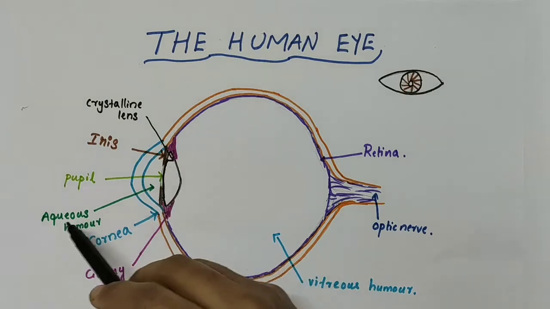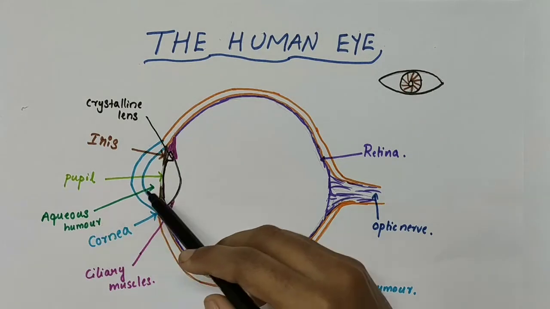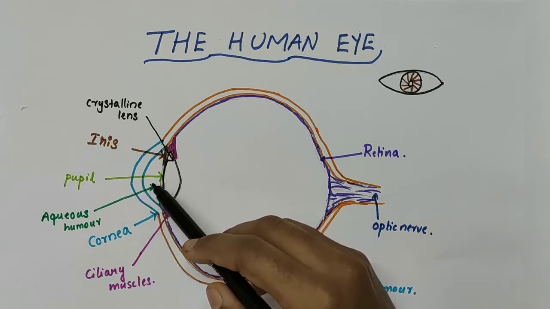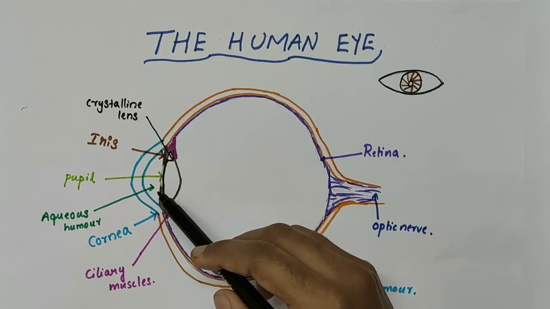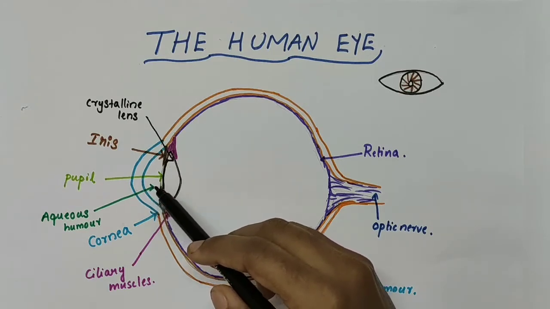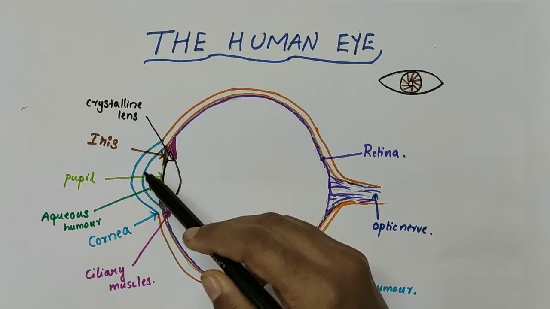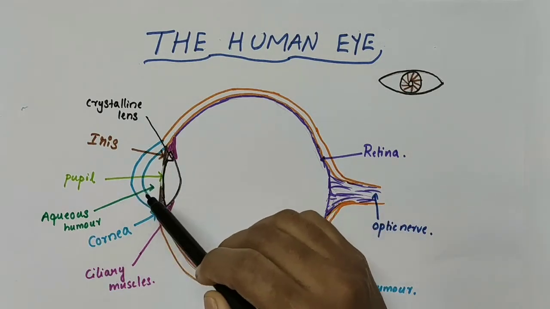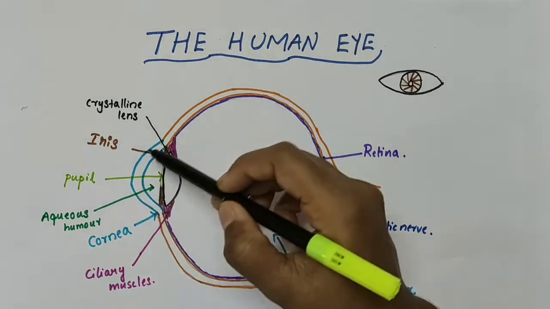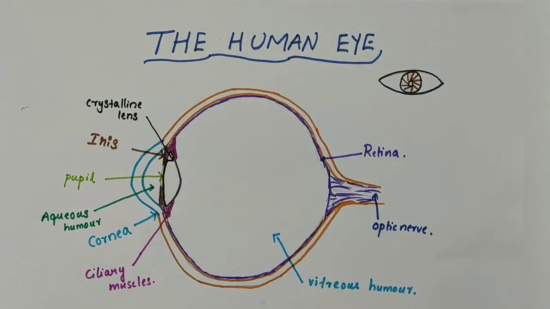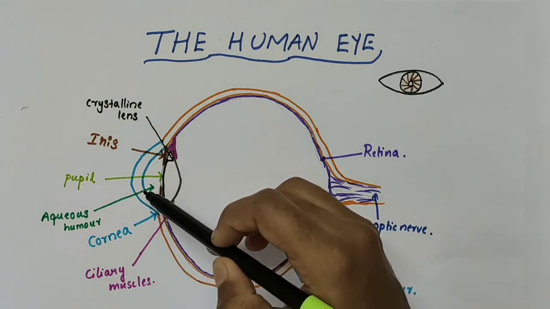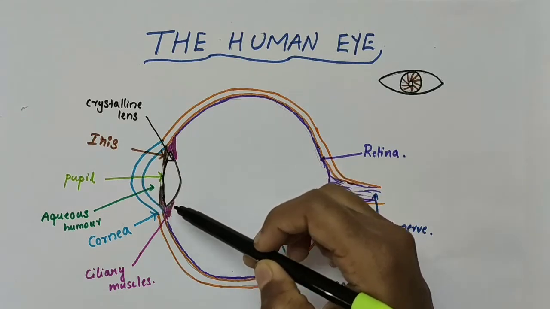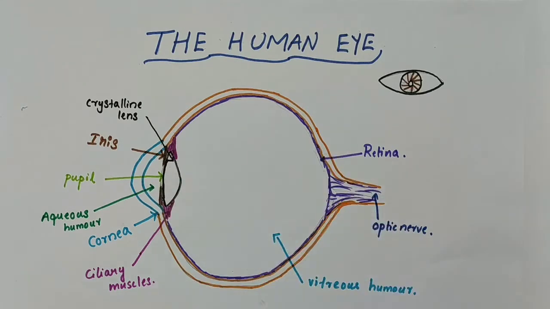Now, here I have marked it as aqueous humor. This region contains watery fluid and proteins, actually a very low concentration of proteins. So this aqueous humor lies between the cornea, this part, and here we have the iris. So the aqueous humor lies between this iris and the cornea. This aqueous humor, which contains watery fluid, nourishes the lens, the human eye lens, and maintains the pressure within the eye.